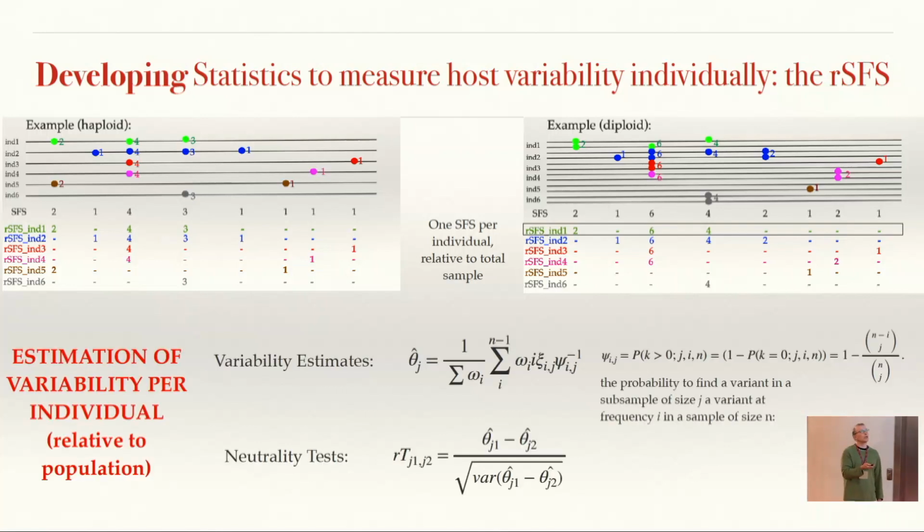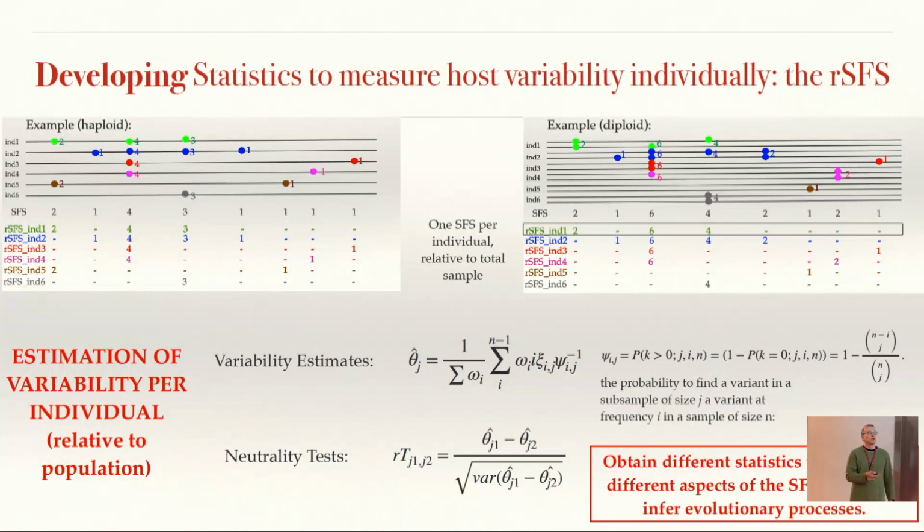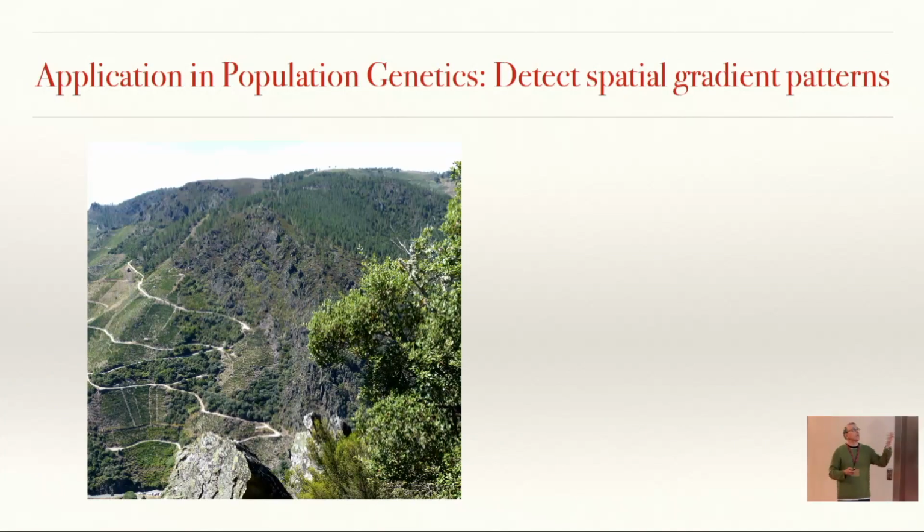So using this information, what we can do is the same as before, but we have to weight by the probability that the mutations are not always appearing in one individual. Using this estimator, we can also do the same. We can estimate different estimators of variability, and this data allows us to infer evolutionary processes using this relative site frequency spectrum. As an application for classical population genetics, it is just to detect, for example, spatial gradient patterns.